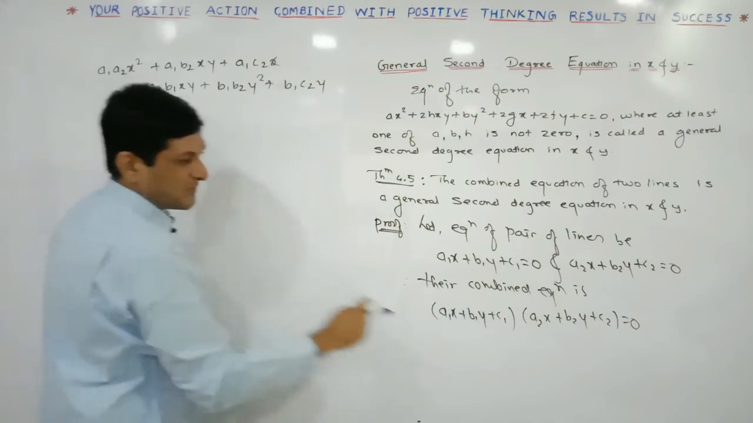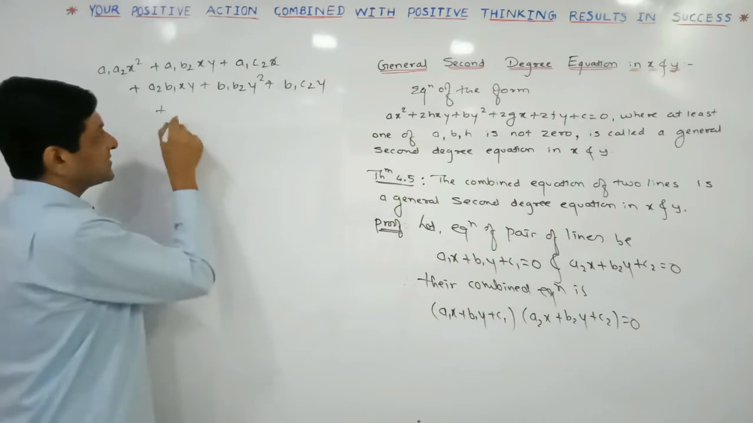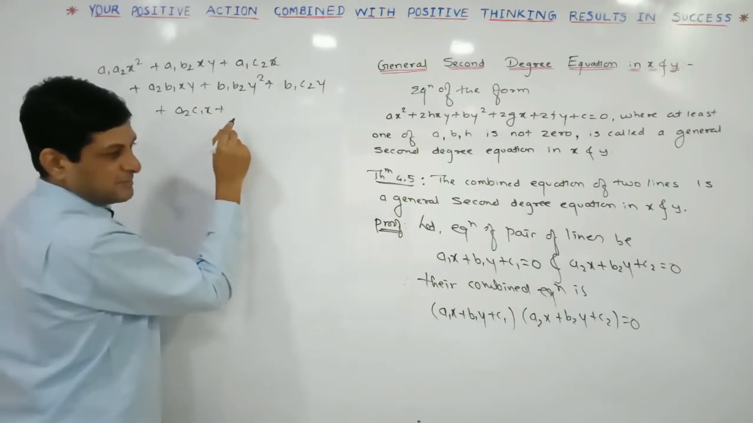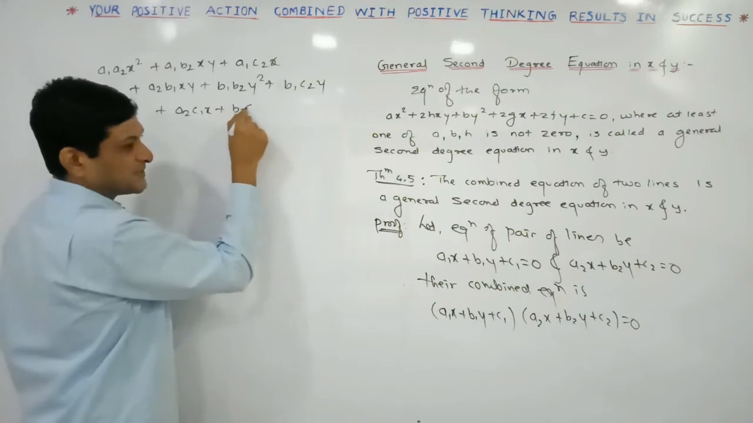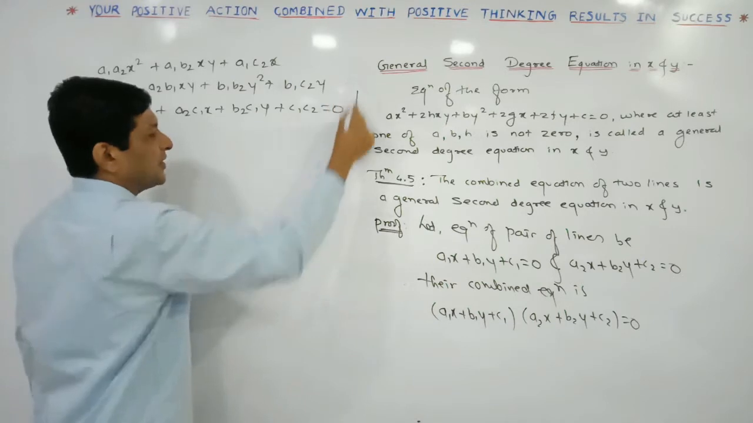Plus, now I am multiplying c1 to all these three terms. See what we will get. c1 into a2x is a2 c1x, multiply to the second term, that is b2 c1y, and lastly we get c1 c2 is equal to what? 0.